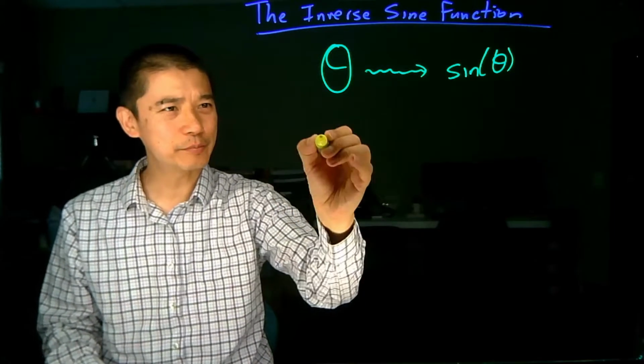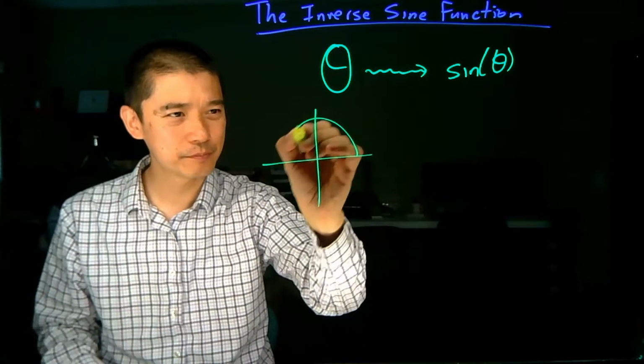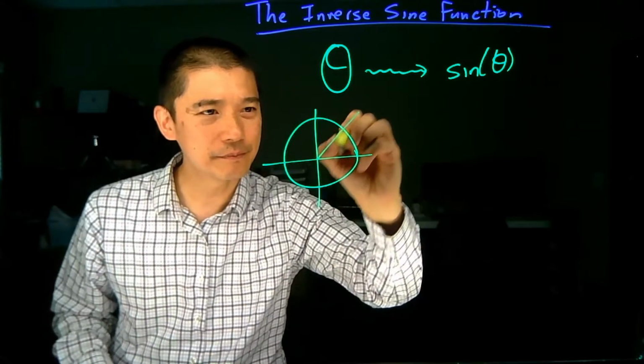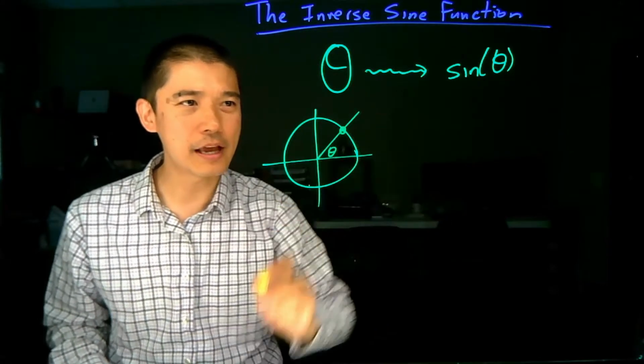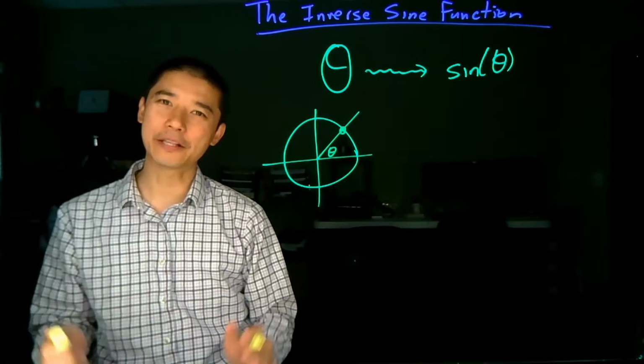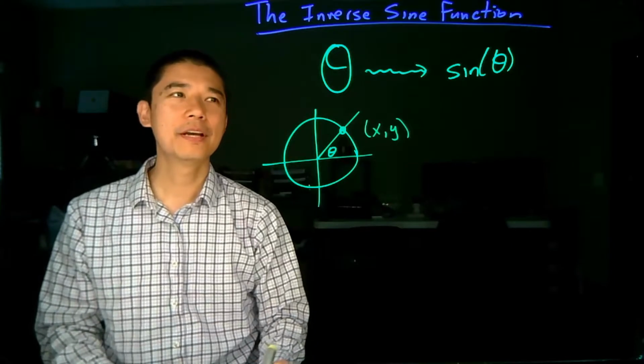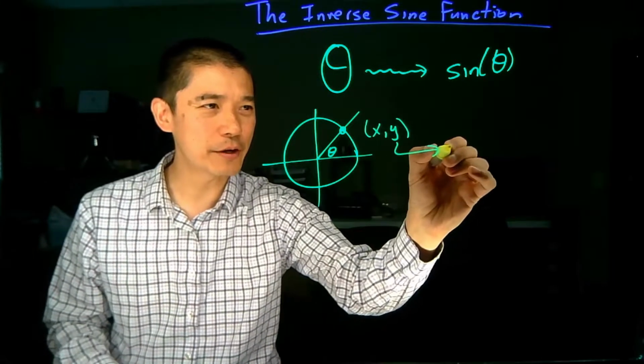With the unit circle picture, what we do is we draw our unit circle, we draw the angle theta, and that line will intersect the circle at some point. That point is x comma y. And then the sine function pulls out the y coordinate.